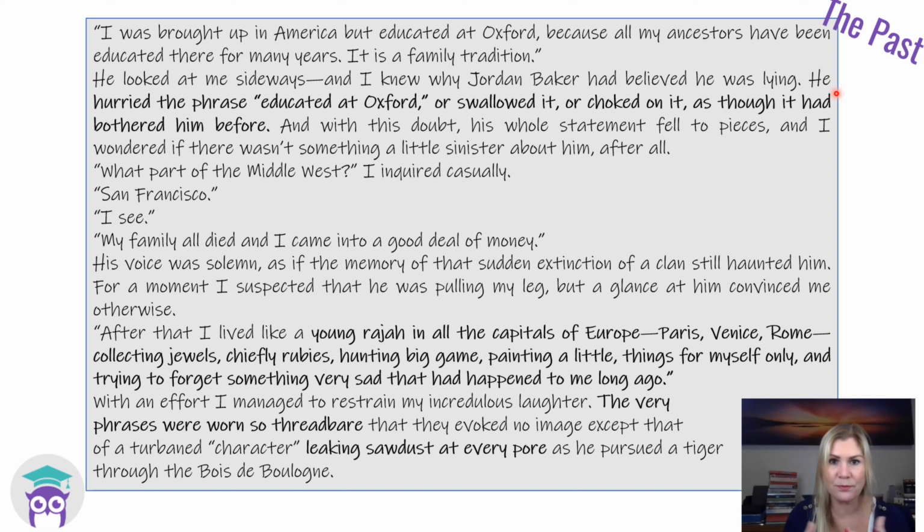phrase out. And this is why Nick felt that his whole statement fell to pieces, and he even starts doubting his moral compass. Perhaps there is something sinister about him after all. Gatsby makes a little bit of a mistake here by telling him that he is from the Midwest and then labeling San Francisco, which is of course right west, it's West Coast. And now we get this extraordinary description of his past that I alluded to in the plot summary.